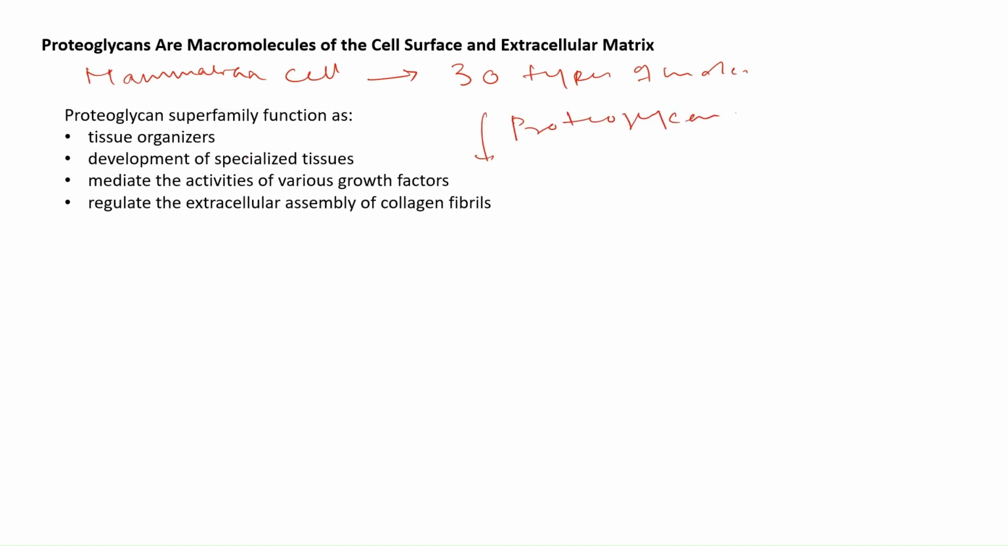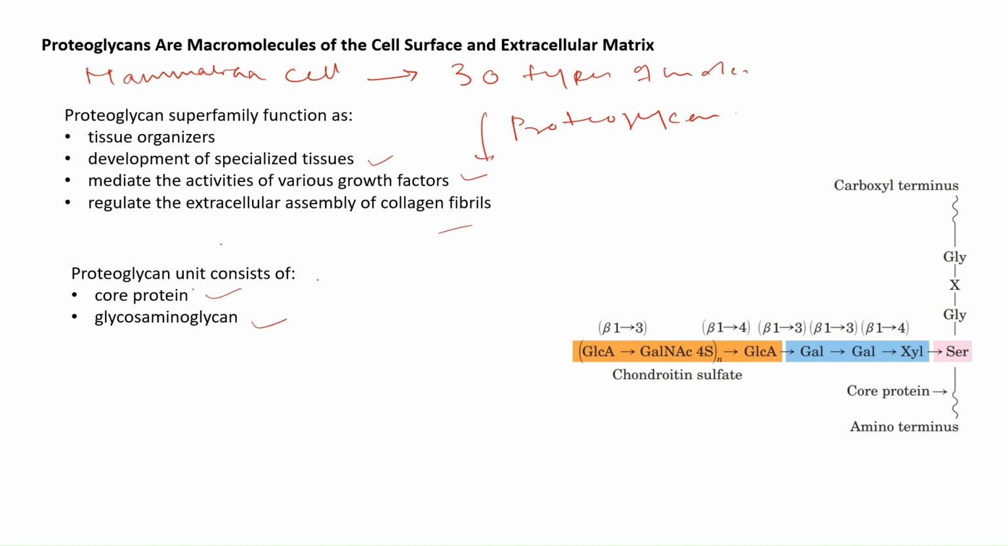Next, proteoglycans are macromolecules of the cell surface and extracellular matrix. Mammalian cells contain at least 30 types of proteoglycan molecules. This proteoglycan superfamily functions as a tissue organizer for the development of specialized tissues, to mediate various growth factors, and to regulate extracellular assembly of collagen fibers. A proteoglycan unit consists of a core protein and attached to it is a glycosaminoglycan. Now this is the basic structure of a proteoglycan.